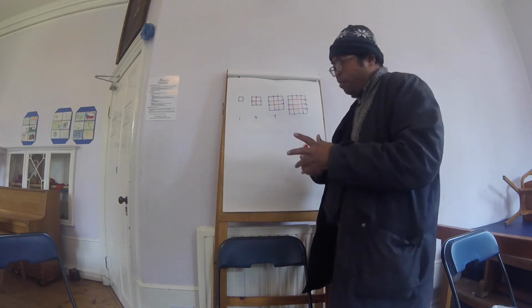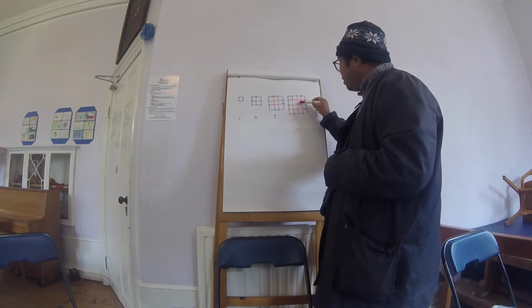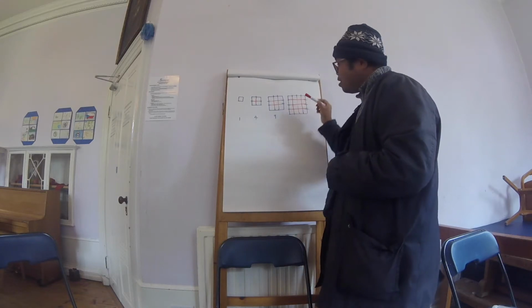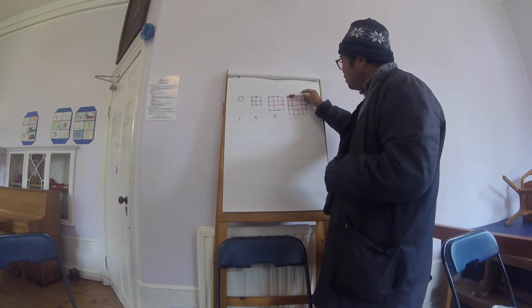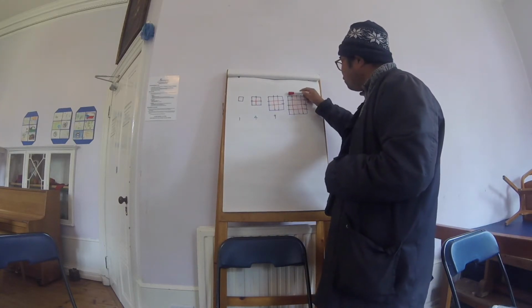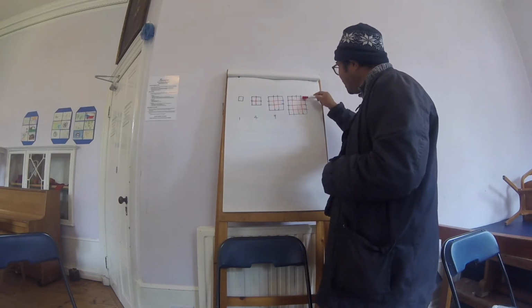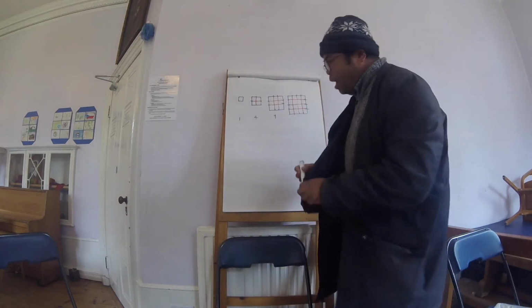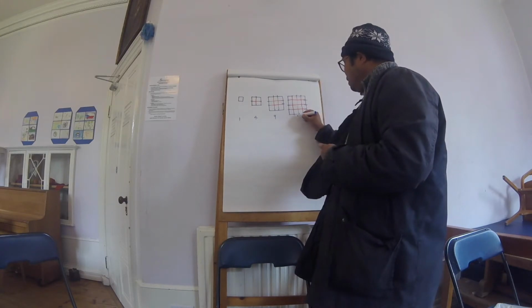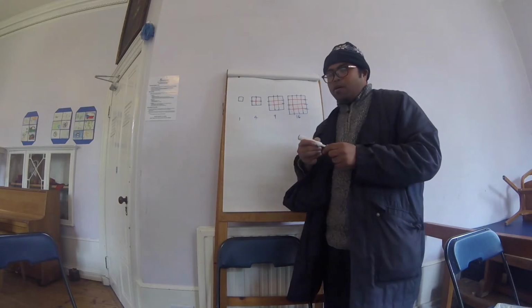Together, right? So we have 1, 2, 3, 4, 5, 6, 7, 8, 9, 10, 11, 12, 13, 14, 15, 16. Oh, I was closer to 15. So anyway, each line is 4, 4, 4, and 4. So 4, 8, 12, 16. So here we have 16.